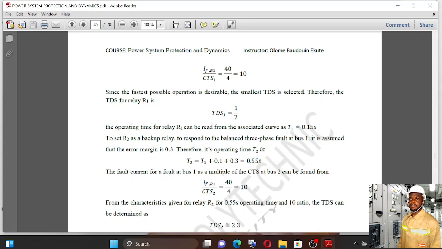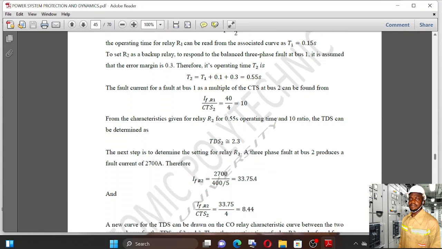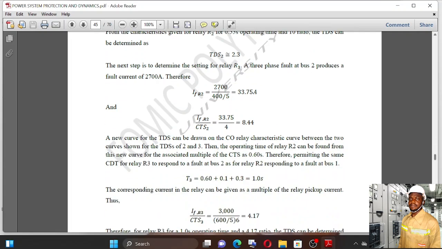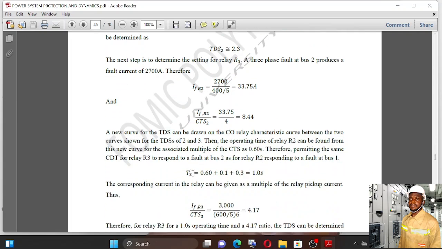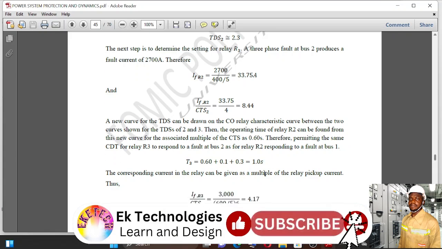Okay, so that's it. If you want to determine that of circuit breaker 3 as well, you need to do the same thing. Circuit breaker 3 will be the time of operation of circuit breaker 2 plus the coordination time plus the error margin for circuit breaker 2. So you just follow the same approach and apply this. All right, so you have that.